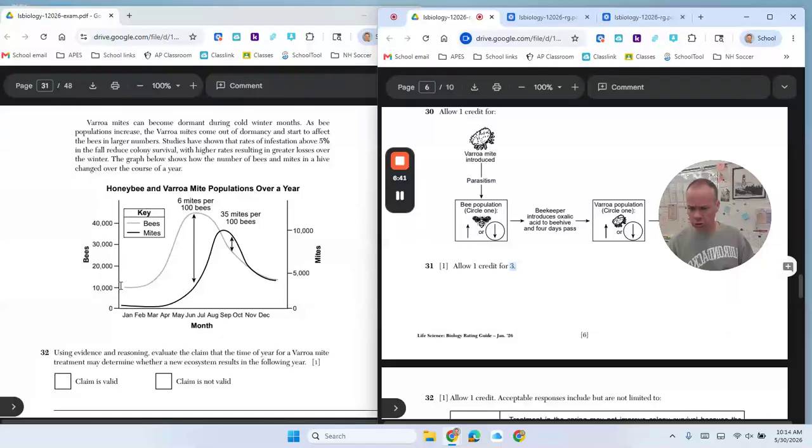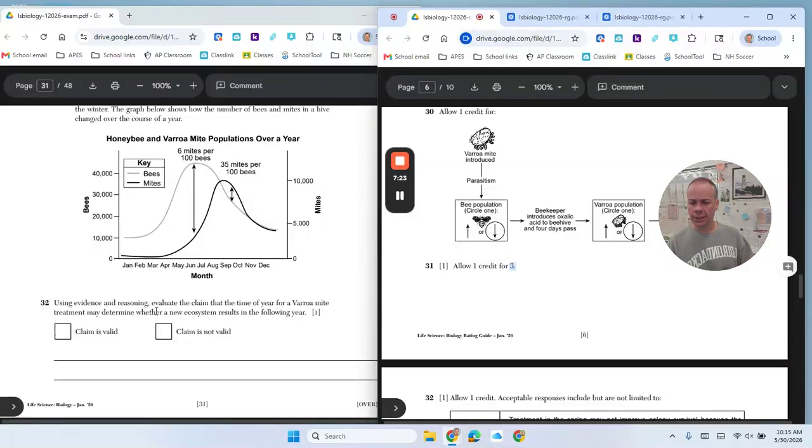So we want to think about what's going on. Bee population is low in the winter, and then in the spring starts to increase, and then decreases in the fall, back down in the winter. The mite population follows a similar pattern, but it is delayed. The mite population doesn't really start increasing till later in the summer and peaks in the fall. We also have this information that at this point in June, there are 6 mites for every 100 bees. And in the fall, there are 35 mites for every 100 bees. Okay, so that's important.